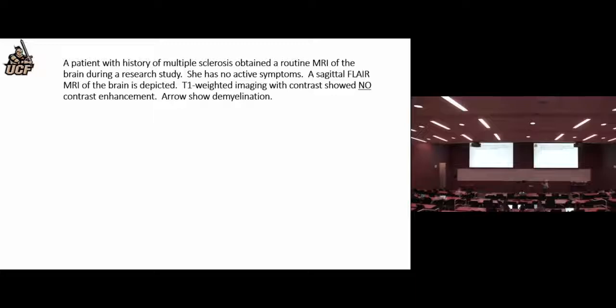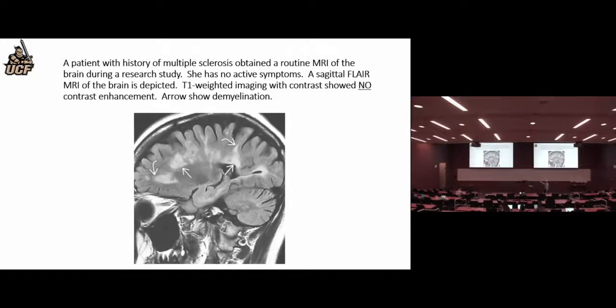So here is going to be a patient with MS who got a routine scan during a research study. Oh, I guess this is somebody who had no active symptoms, so I guess was doing okay. T1 image, no contrast enhancement, and arrows show demyelination, okay. Seeing here, again, that's sort of the same scan. And when we say no contrast enhancement, it means the patient was given gadolinium and it didn't add anything to it that you didn't see.